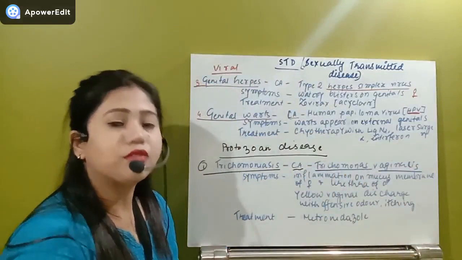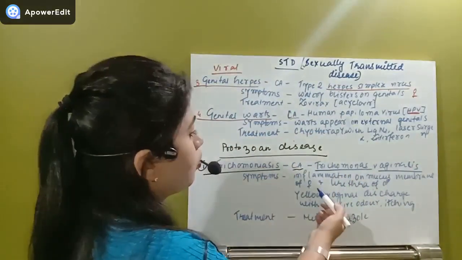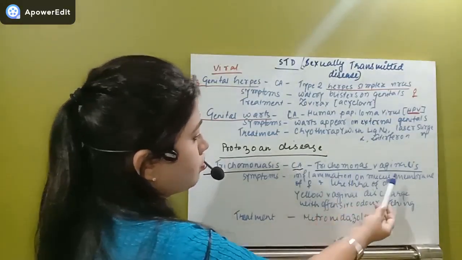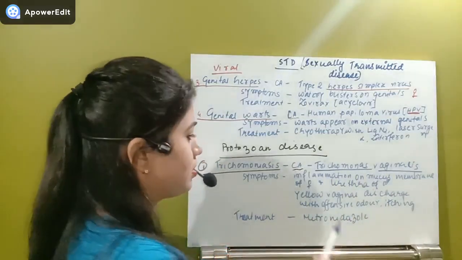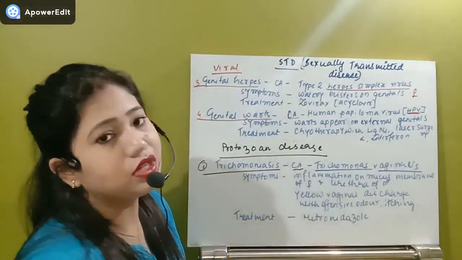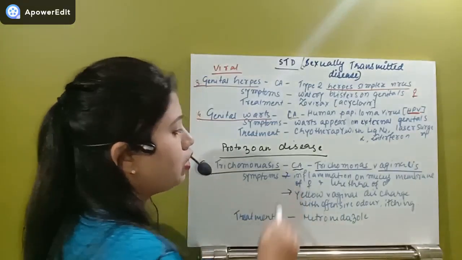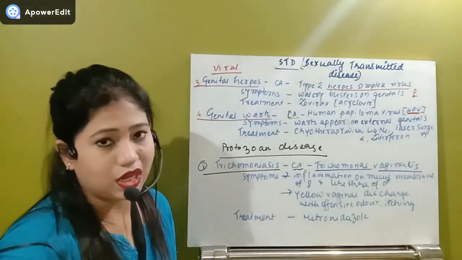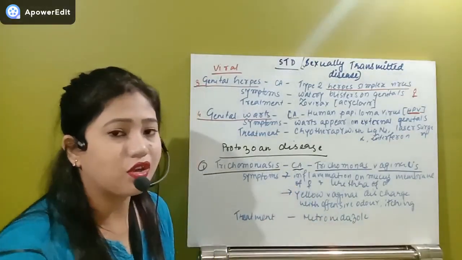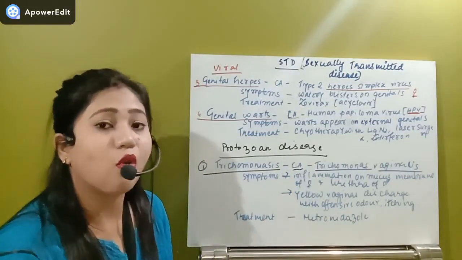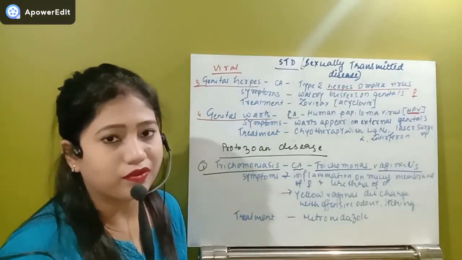In both males and females, the symptoms appear. The symptoms include inflammation of the mucous membrane in females, and in males, inflammation of the urethra. It can also cause yellow discharge from the vagina, and that vaginal discharge will have a specific offensive odor. That is one indication or symptom of the disease.